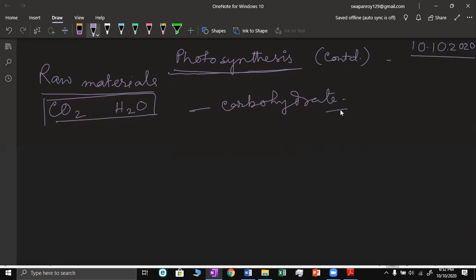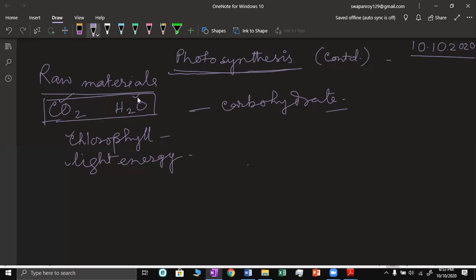And along with this, what other things are required? The requirements are chlorophyll and light energy. These are the four requirements of photosynthesis.